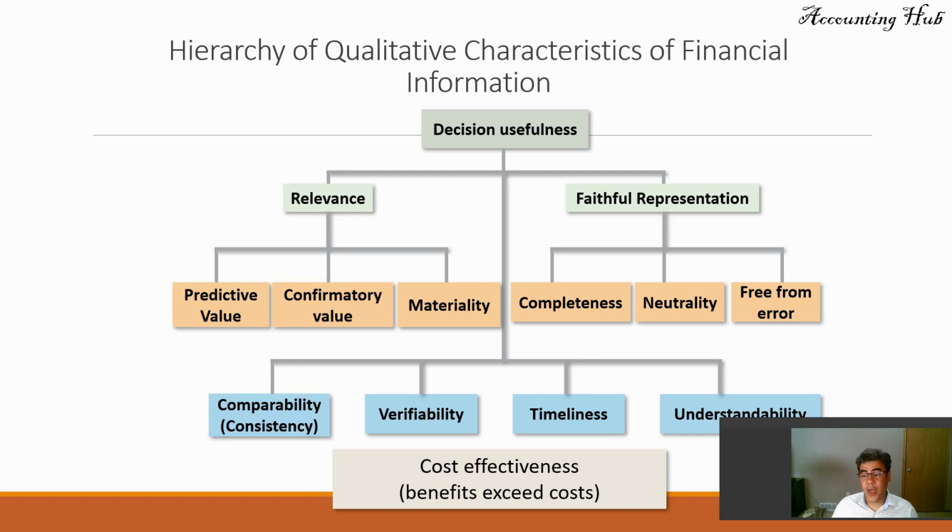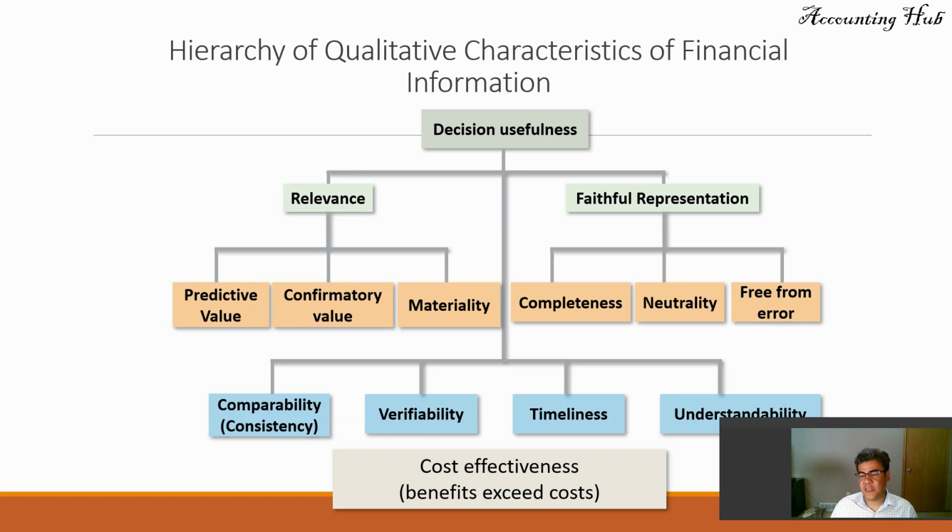Understandability. That's why we have our names. We call it our assets. We call it our liabilities. So everybody knows what we are talking about. So we are understandable. And we have a constraint here, the cost effectiveness.